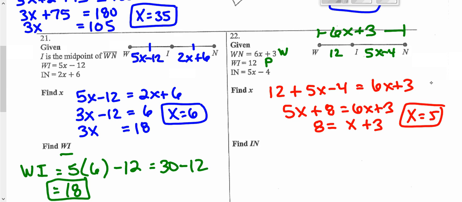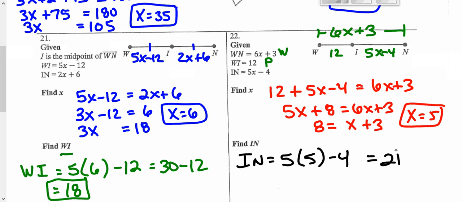So now we can go ahead and take that 5 and plug it in to find the distance from I to n. So we've got I to n is 5x minus 4. So we'll have 5 times 5 minus 4, which gives us 21. Let's take a look at one more problem.